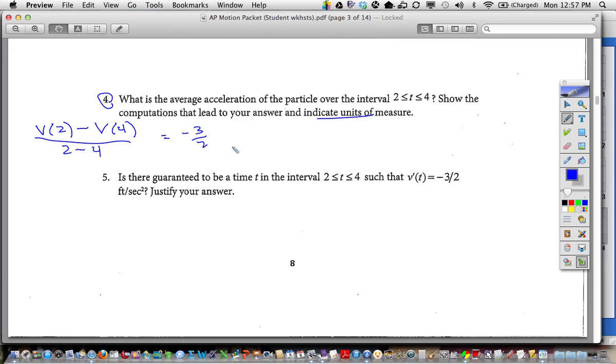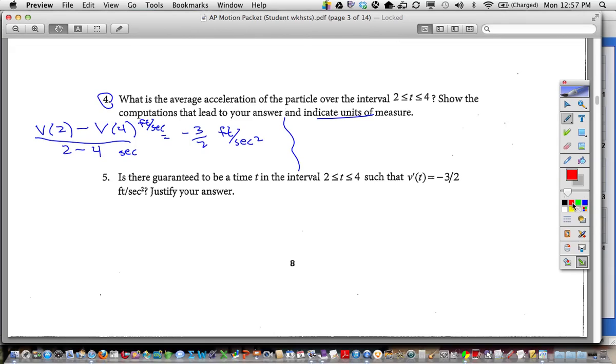Now it said units of measure, so what was it in this problem? Feet per second. Wait a minute. Yes, it would be. You're right. Because velocity up here is feet per second, and this is seconds down here. So that's feet per second divided by seconds. So feet per second per second. Okay, that's one way to do it, and that's a good way.